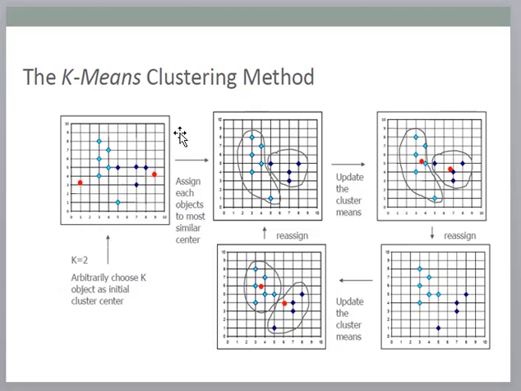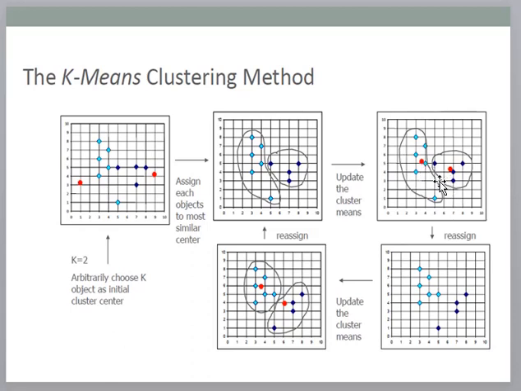Now what we need to do is assign each object to the most similar cluster center. After having a cluster center, we will calculate the distance between each data point and the cluster center, and on the basis of those distances we will form the groups. Once we have the initial groups, we will update our centroid, which we also call the cluster center, and we will have an updated cluster center.